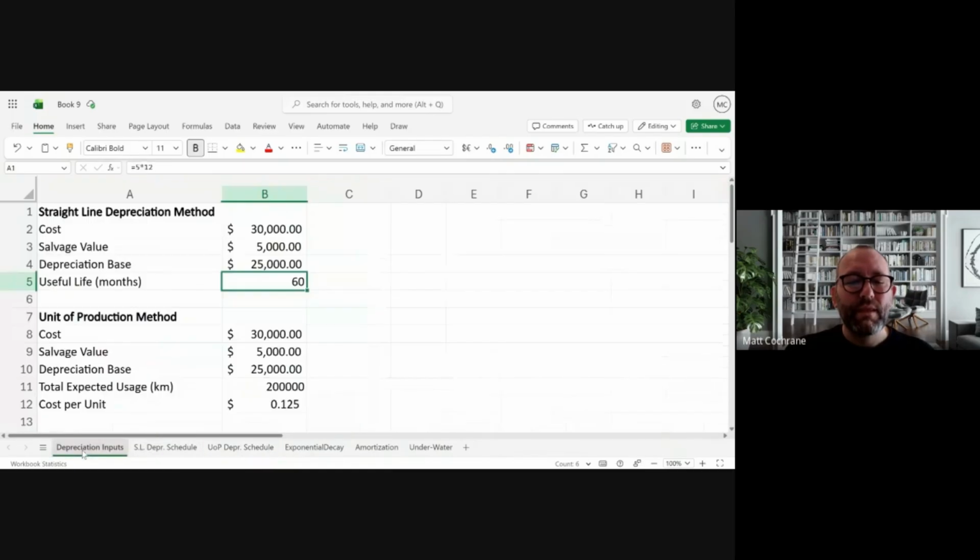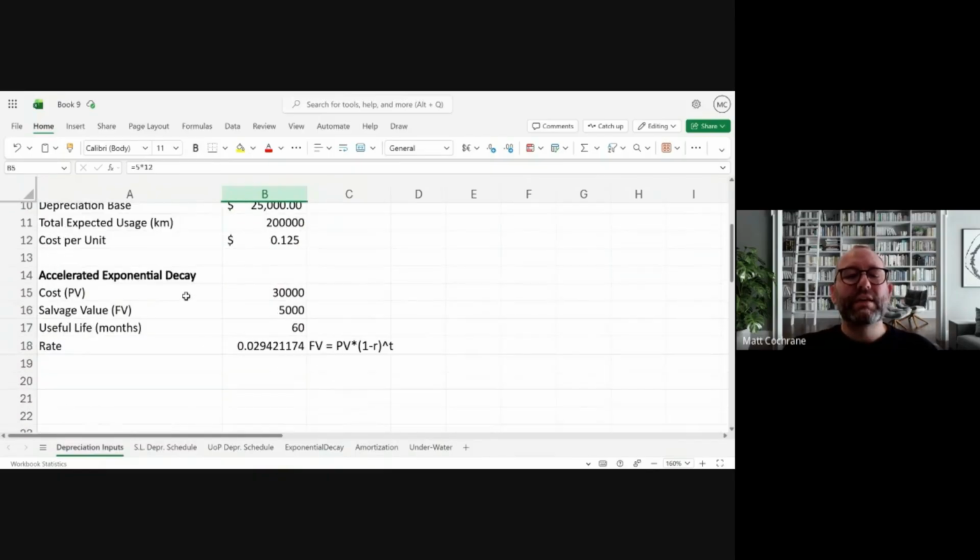So now we want to get into this accelerated exponential decay. The cost is the same, the salvage value is the same, and the useful life in months is the same. What we want to do is use this equation, which is the exponential decay equation, to be able to find out how much depreciation is more realistic, so that there's a bigger drop in the early months and lesser in the future months. We also want to make sure that mathematically we arrive at that 5,000 salvage value.